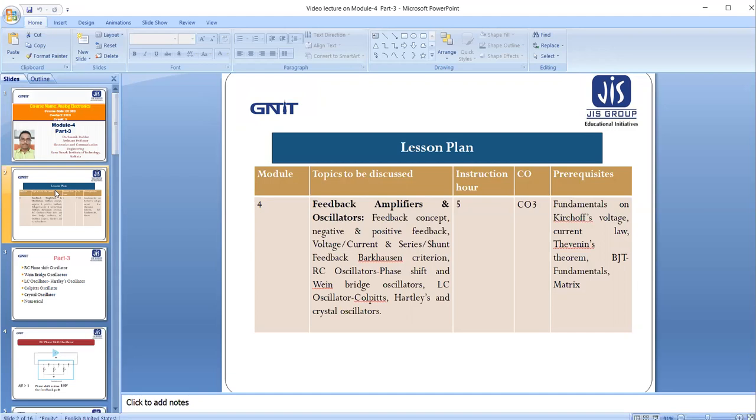That means after studying this module, the student will be able to understand the effect of different feedback mechanisms in transistor amplifier circuits. The prerequisites for this module 4 are fundamentals of Kirchhoff's voltage and current law, Thevenin's theorem, BJT fundamentals and matrix.